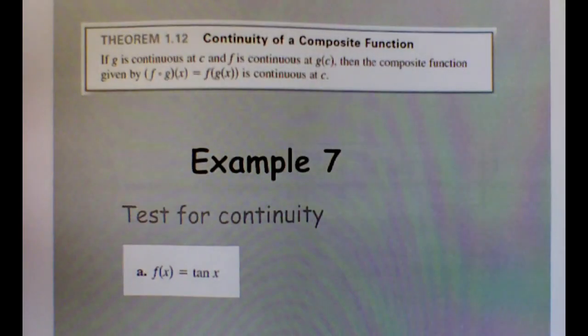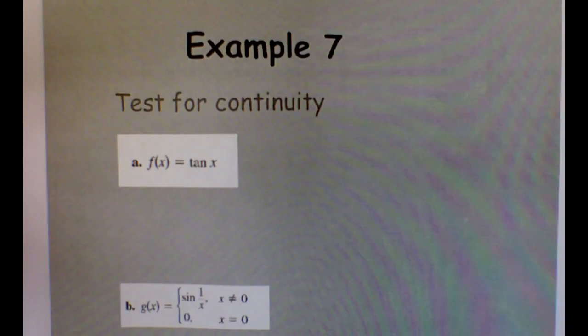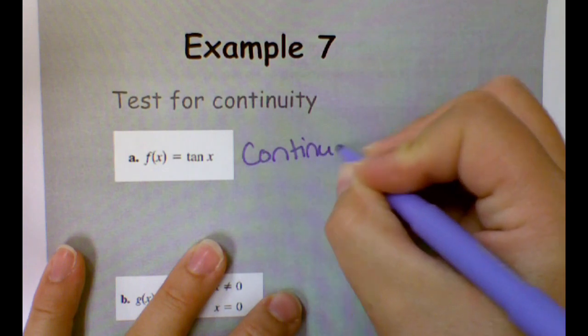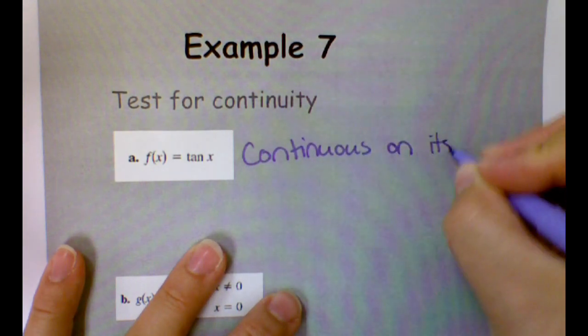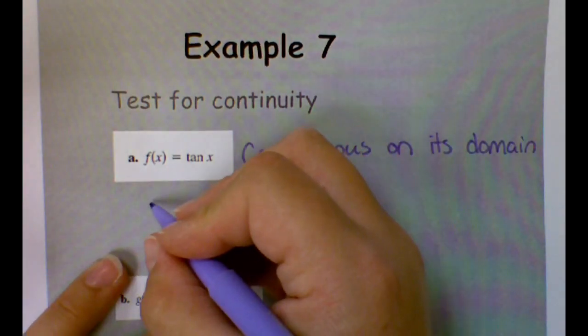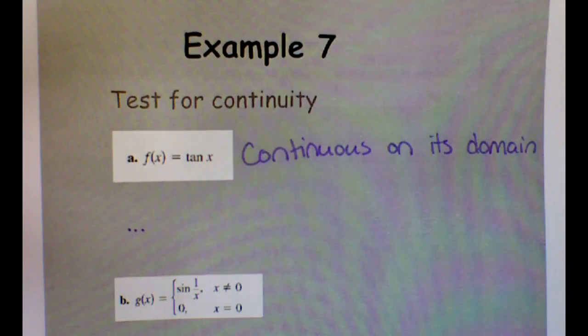All right, continuity of a composite function. If g is continuous at c and f is continuous at g of c, then the composite function given by f of g of x is continuous at c. So let's test for continuity. f of x equals the tangent of x. Well, we know that is continuous on its domain since it's a trig function. But that means that it's not continuous at values not in its domain. And tangent has asymptotes every odd pi over 2.